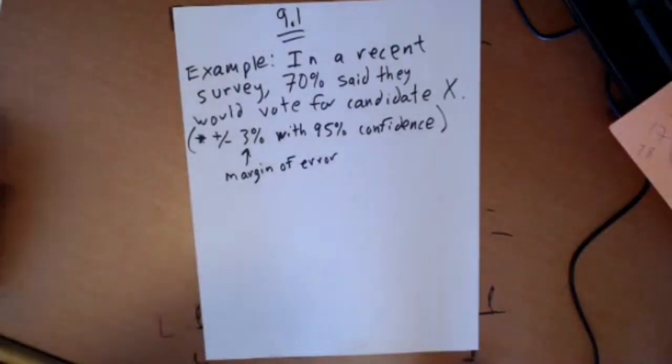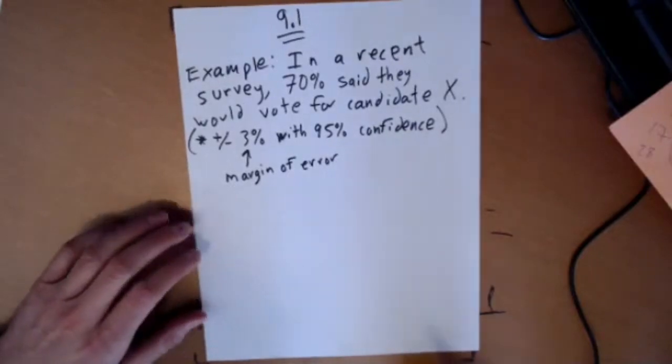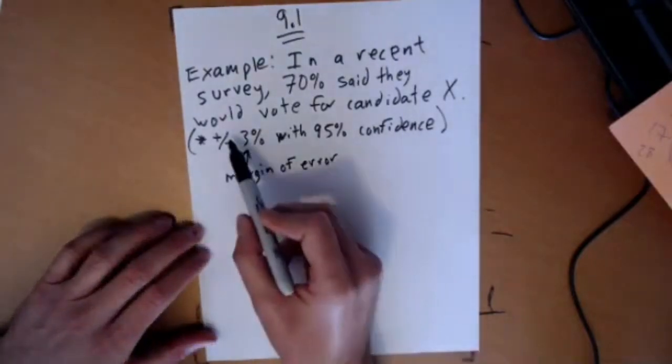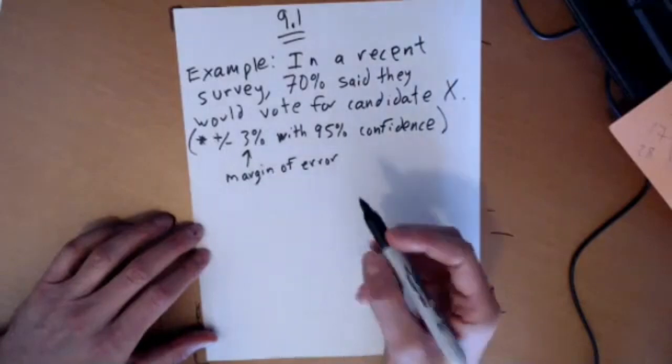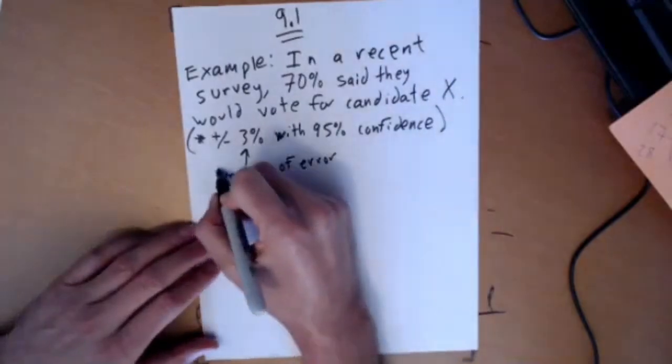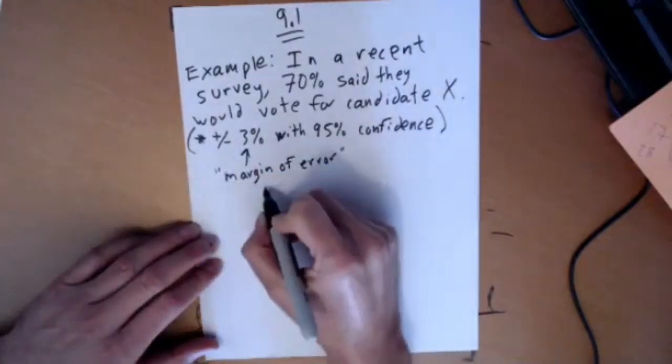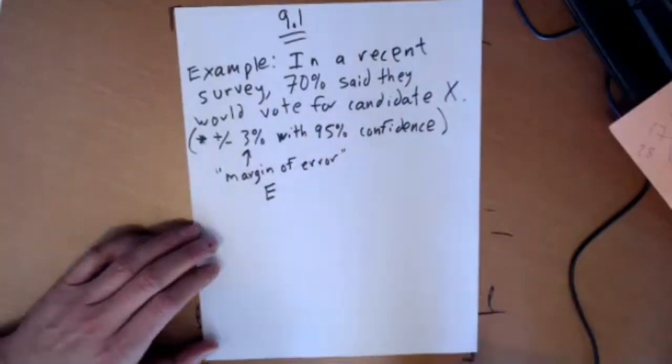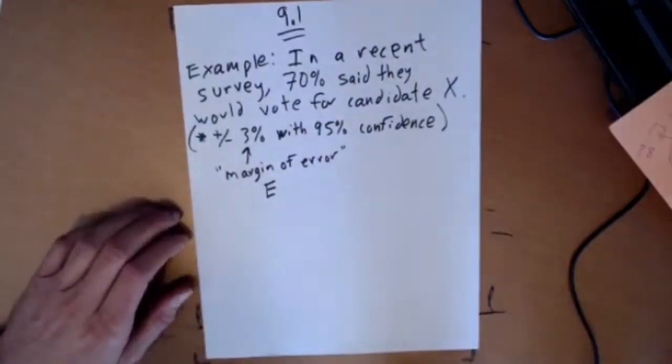Whenever you're sampling, things don't work out perfectly. So plus or minus 3%, our margin of error is 3%. And our margin of error is represented by the symbol capital letter E.